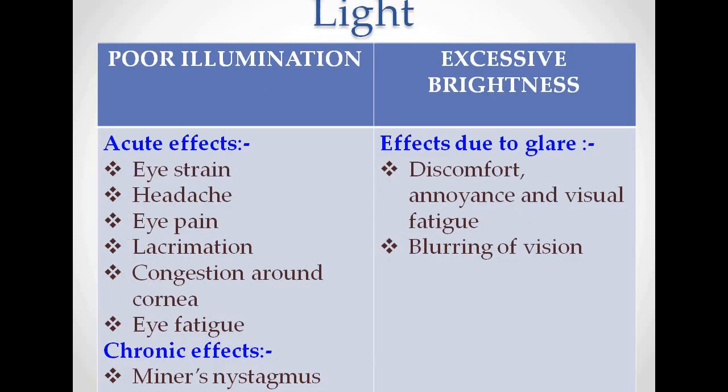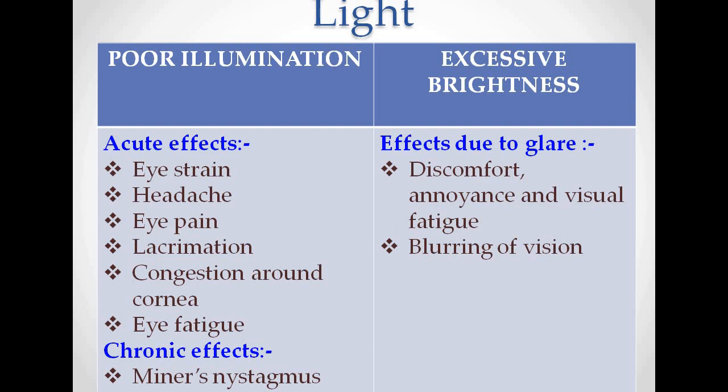Now let us consider the impact of light. So both poor illumination and excessive brightness have its own effects. So first let us consider poor illumination. So the effect of poor illumination can be studied under acute effects and chronic effects. So acute effects can be actually immediate effects.